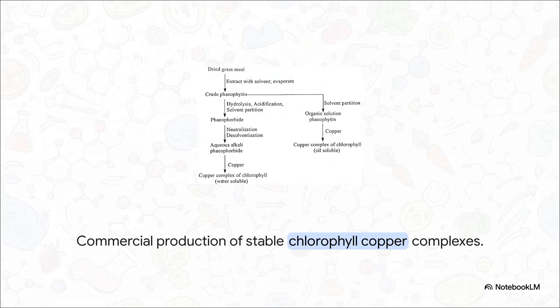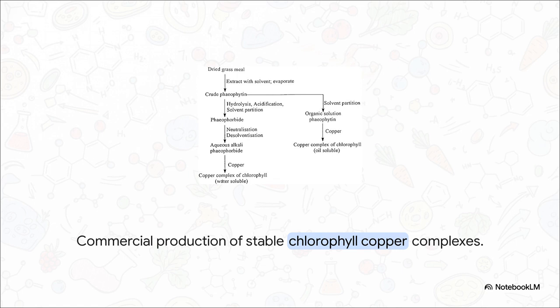So how does the industry fight back against these stability issues? Let's walk through this industrial mitigation strategy for chlorophyll. Natural chlorophyll degrades very easily under process realities like pH shifts and heat. To solve this, manufacturers extract it and perform an acid-catalyzed hydrolysis.